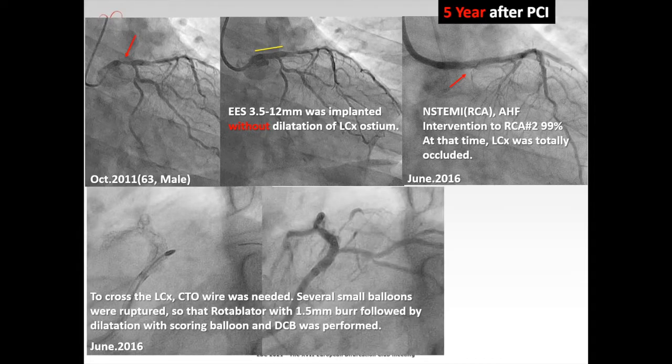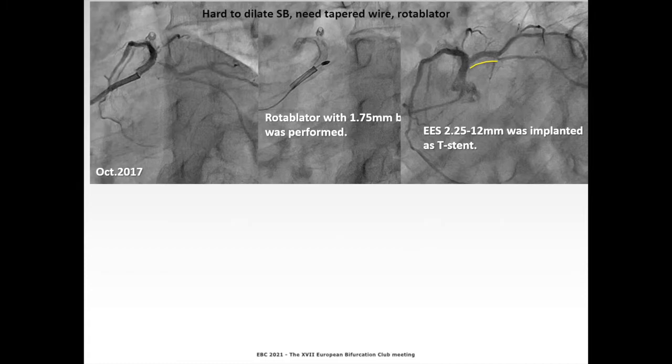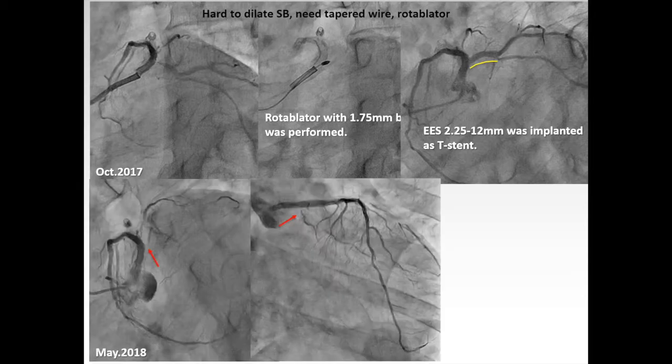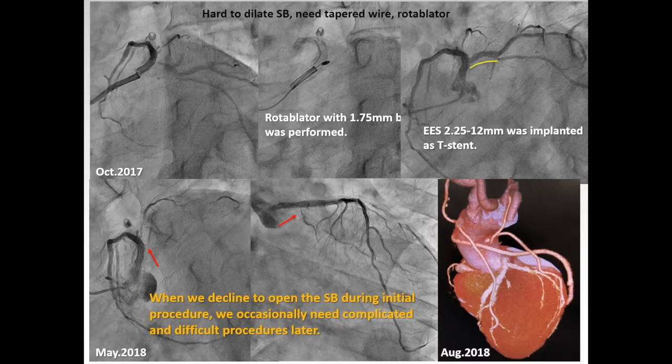When intervention was performed to the jailed CX, balloons were ruptured, so we performed rotablator followed by dilatation with scoring balloon and DCB. 1 year later, ostial restenosis was found again. We performed T-stent. But next year, CX was occluded. Then he underwent bypass surgery. When we declined to open the side branch during initial procedure, we occasionally need complicated and difficult procedures later.